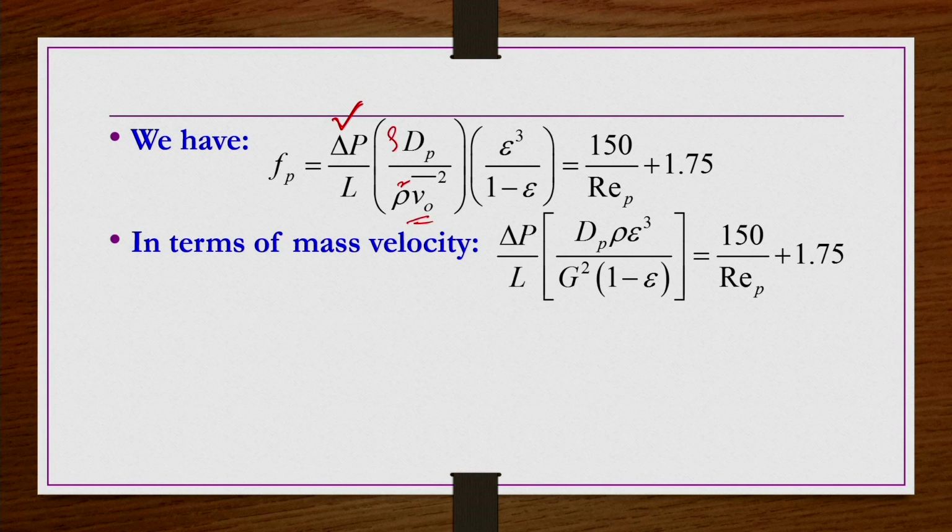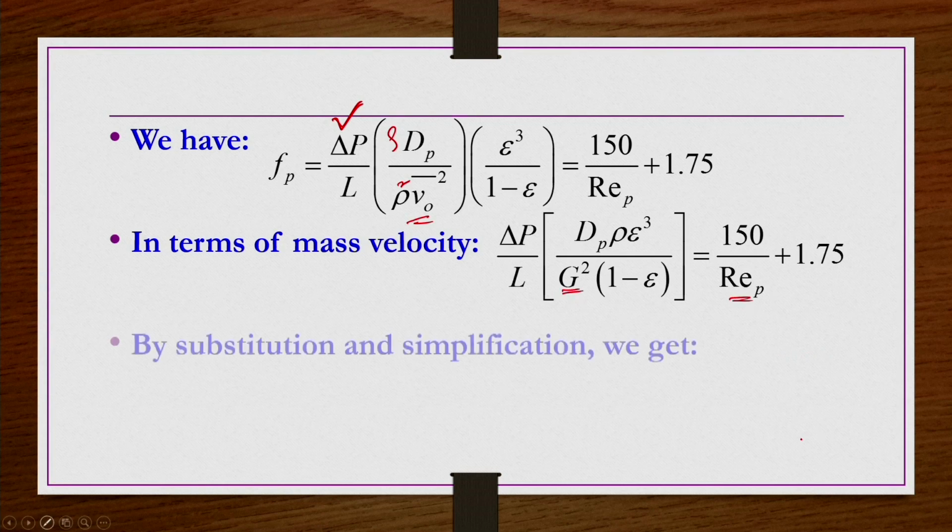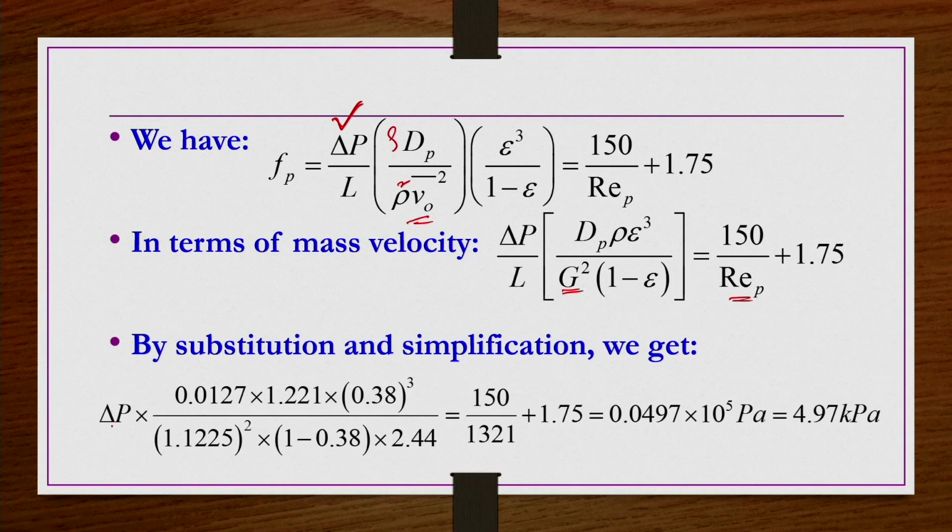Now everything here is known. g we have calculated, the rest is given, and Rep we have already calculated. So, we substitute here. L is 2.44 meter, dp is 0.0127 meters, rho is given as 1.221 kg per meter cube, epsilon is given as 0.38, g we calculated as 1.1225, and Rep we calculated as 1321. When we substitute all these and simplify, you will get 0.0497 into 10 power 5 pascals, which is nothing but 4.97 kilopascals.